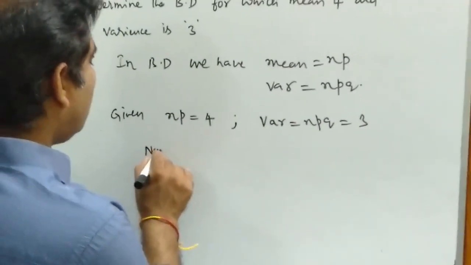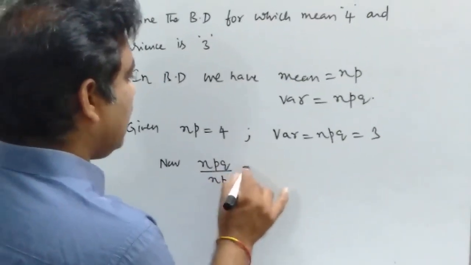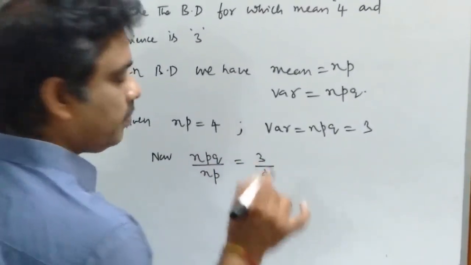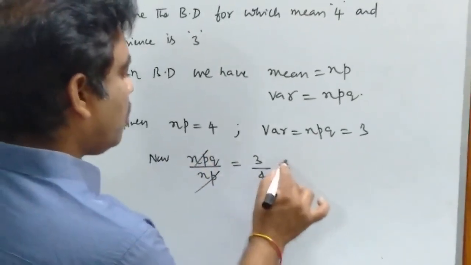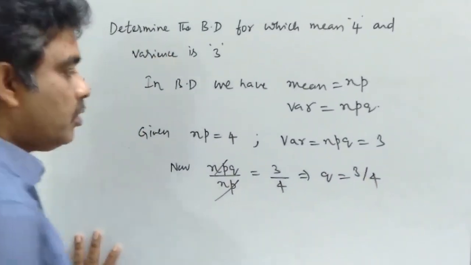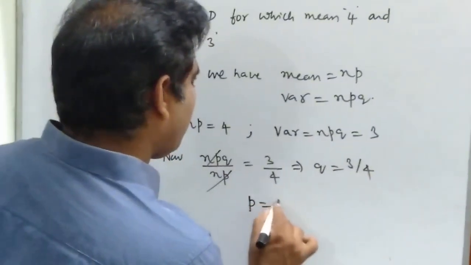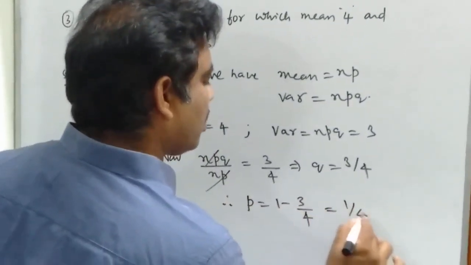Now npq by np is equal to 3 by 4. So np gets cancelled. q is equal to 3 by 4. So when q is 3 by 4, p is equal to 1 minus 3 by 4, that is 1 by 4.